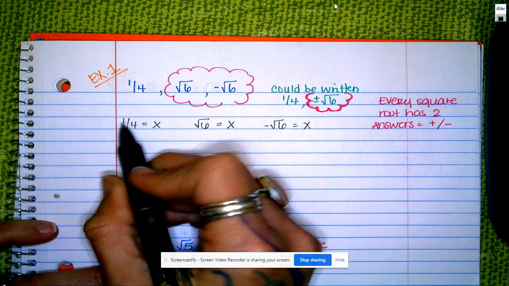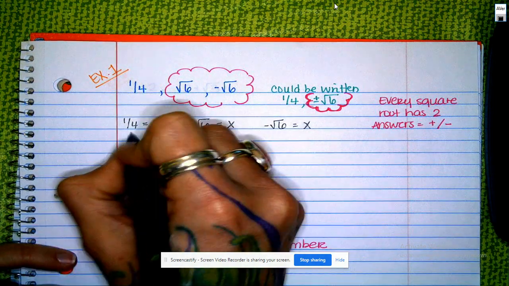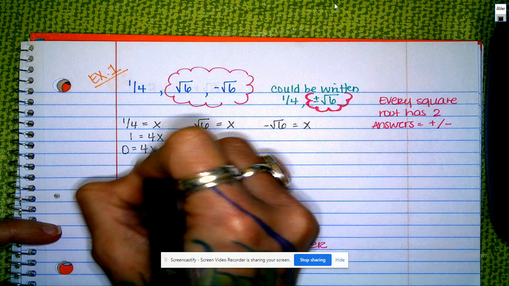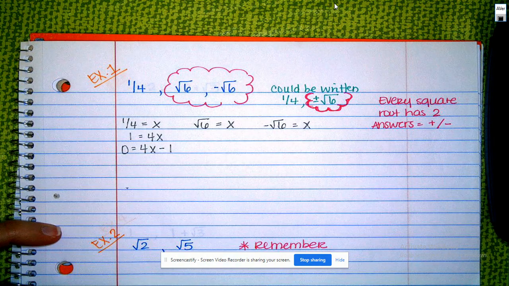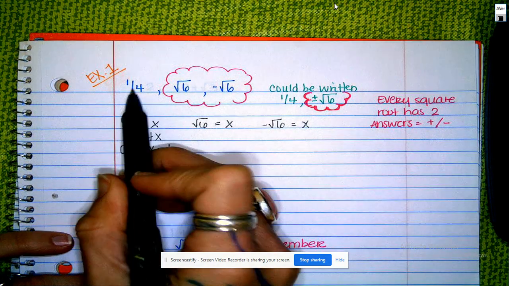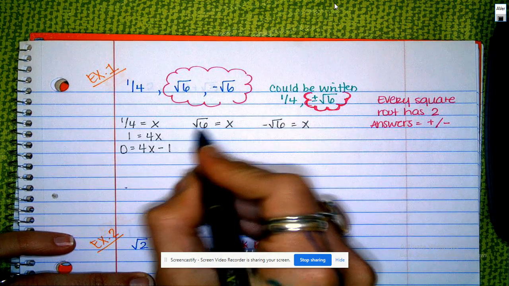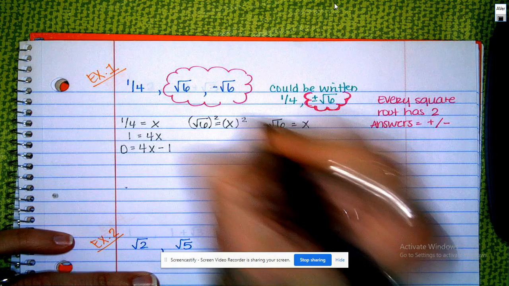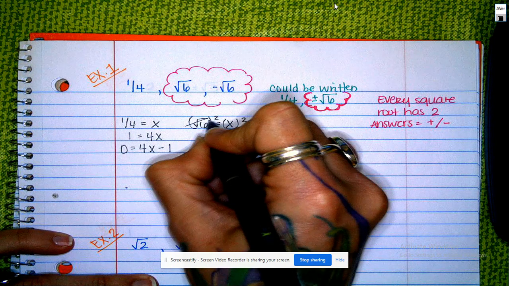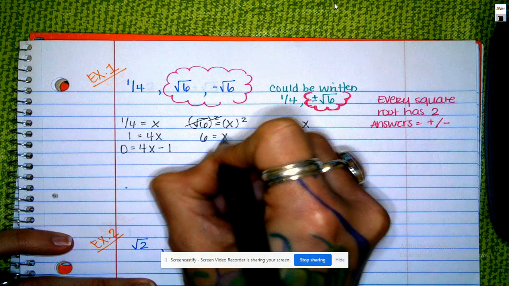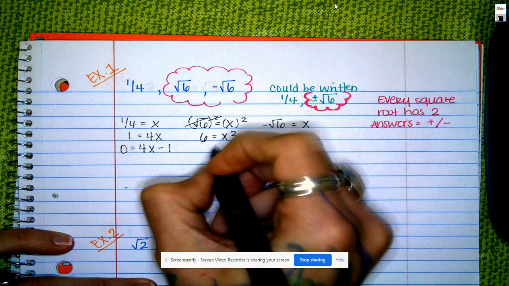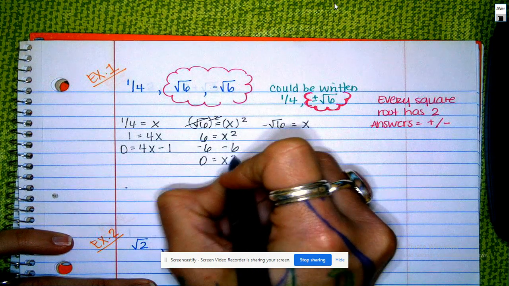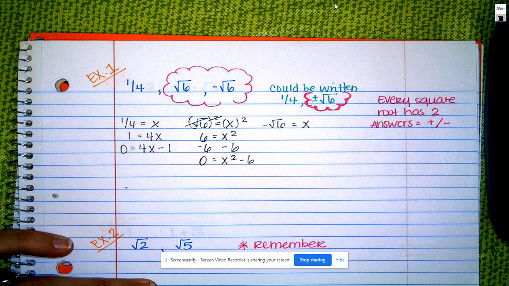So this one, we're going to multiply by 4. Then we're going to move the 1. So 0 equals 4x minus 1. So that's one of our factors. So we don't have a factor from this root or 0. I need to get the square root off of this. So we're going to square this side and square this side. So again, that just takes the root away. So 6 equals x squared. We need it equal to 0. So I'm going to move that 6 by subtracting 6 from both sides. So I have x squared minus 6. Do the same thing here.